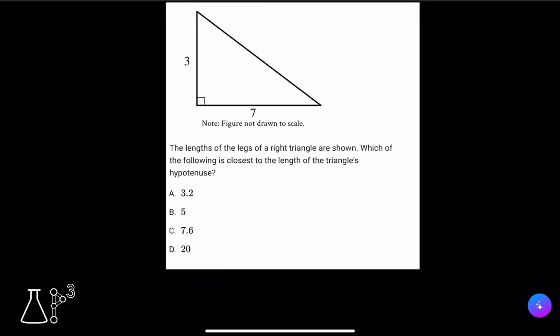In today's video, we'll be going over SAT math questions, more specifically right triangles. We're doing easy, medium, and hard questions. So without further ado, let's get started.